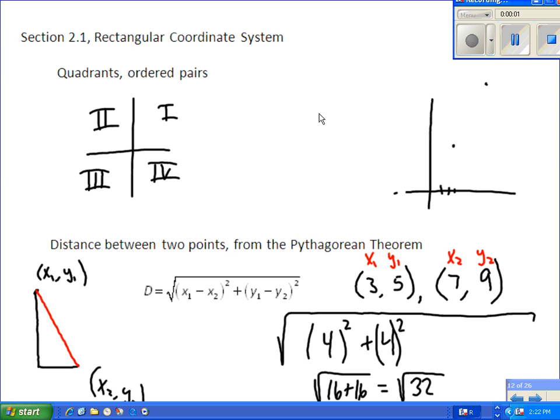Okay, rectangular coordinate system. I'm pretty sure you already know how to plot points, x on the horizontal, y on the vertical. The quadrants we call quadrant 1, 2, 3, and 4, just to help us tell where we are in a particular number plane.